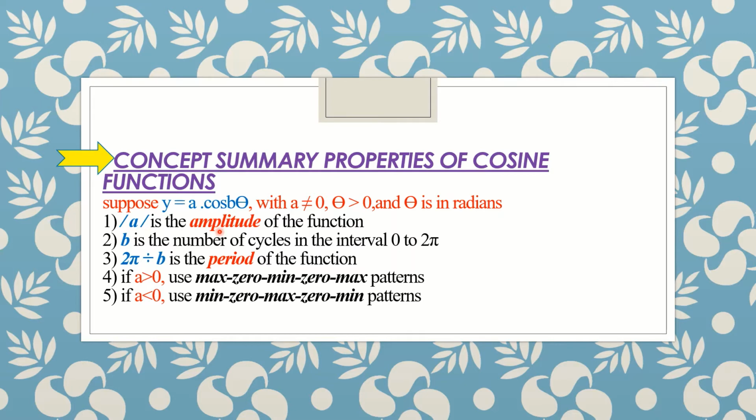The amplitude of the function is the absolute value of a, which means the absolute value of the number that comes here, whether it is negative or positive. B is the number of cycles in the interval from 0 to 2 pi. And 2 pi divided by b is the period of the function. If a is greater than 0, use the max, 0, min, 0, max pattern. If a is less than 0, use the min, 0, max, 0, min pattern.